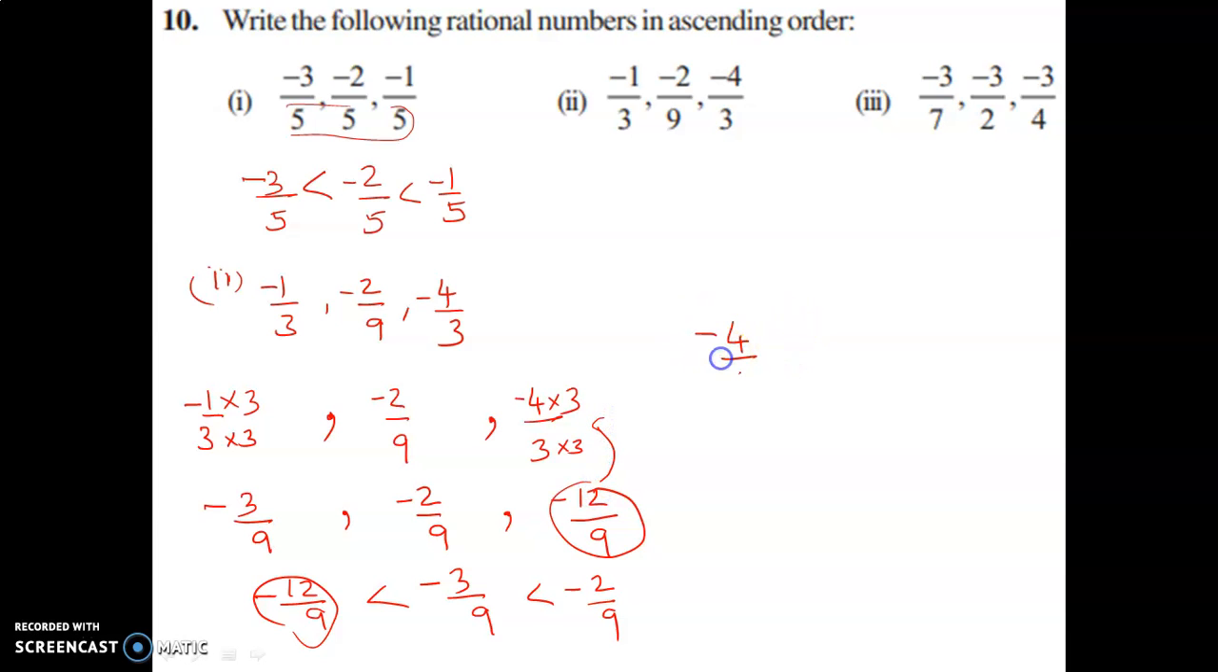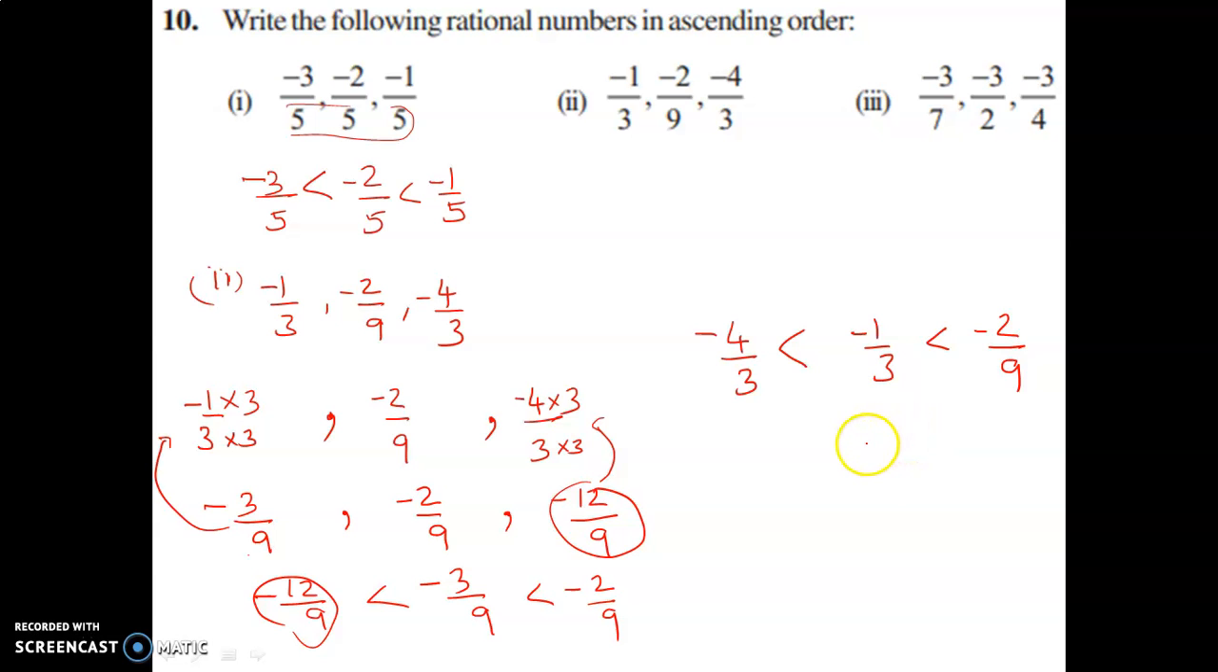So, minus 4 by 3 should be written first. Is lesser than minus 3 by 9. Where is minus 3 by 9 in previous line? It is here. It is equivalent to which fraction? Which rational number? Minus 1 by 3. Again, the leftover is minus 2 by 9. And this is how you have to arrange them in ascending order.